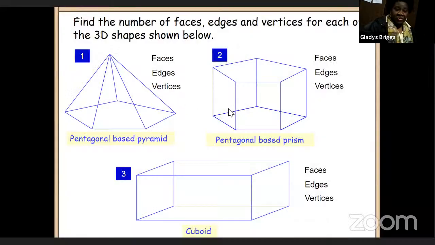It's this one. Share. Okay, so are we going to do it for all of them? I think we should do number 3. Don't worry about the other ones. Find the number of faces, edges, and vertices for each of the 3D shapes. Not all, just do it for number 3 for me. Maybe one of the other ones will be for your homework.